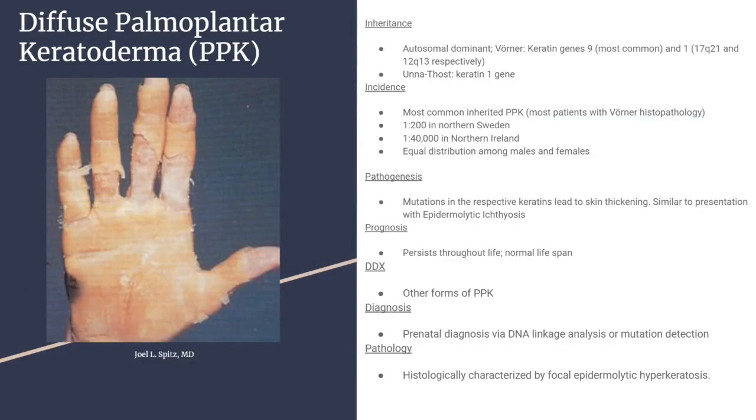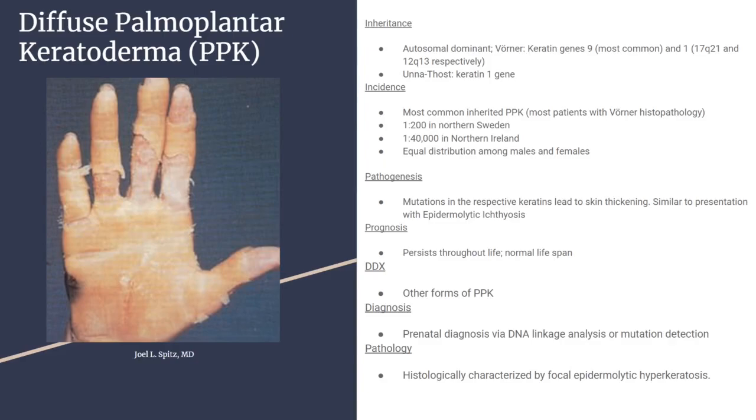Inheritance here, autosomal dominant fashion, and depending on the subtype is the keratin gene most likely involved. So the Vörner subtype has keratin 9 involved most likely, where the Unna-Thost is keratin 1 involvement. Now, Vörner is keratin 9, 9 being maybe worse if you were to do a 1 through 10 scale. So that's the one that's going to more likely have epidermolytic hyperkeratosis in the pathology, where the Unna-Thost variant being keratin 1 is not likely to. It's not characterized by epidermolytic hyperkeratosis on path.